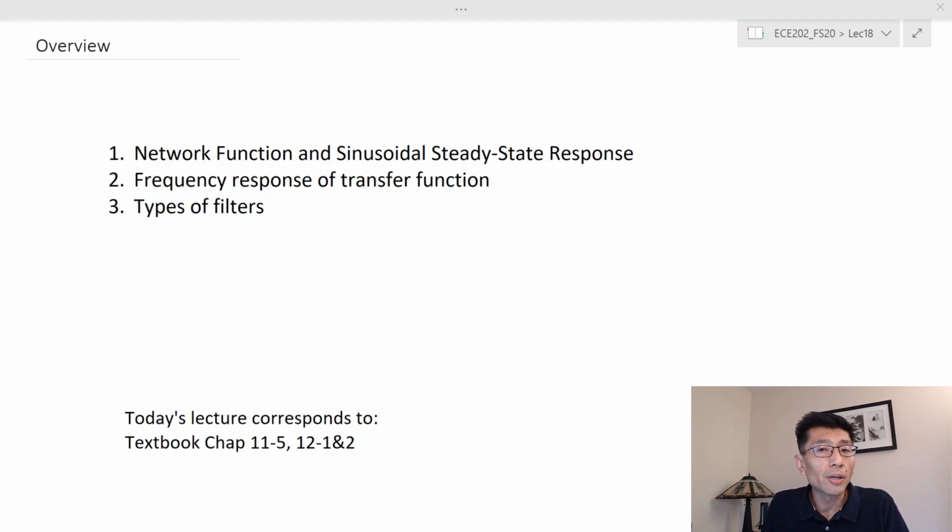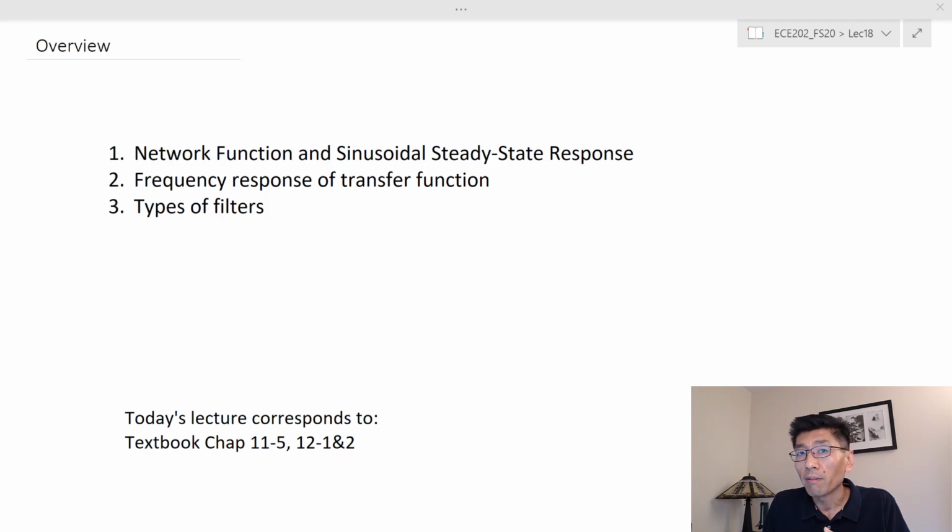The frequency response, this term has been used quite loosely, and we use it for the response to an input signal, right? And the frequency response in this case actually refers to the frequency dependence of the transfer function itself. And then the last topic will be types of filters.